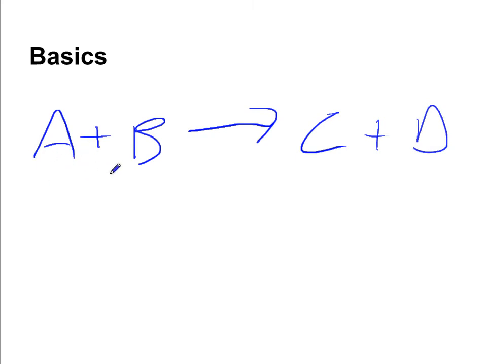So the bonds between the reactants are broken. The atoms are rearranged into new molecules on the product side. So reactants are on the left, products are on the right. This is not an equal sign. These reactants yield these products. It's called a yield sign.